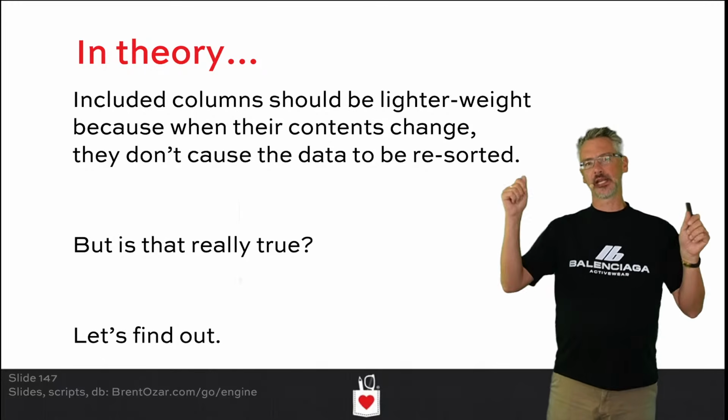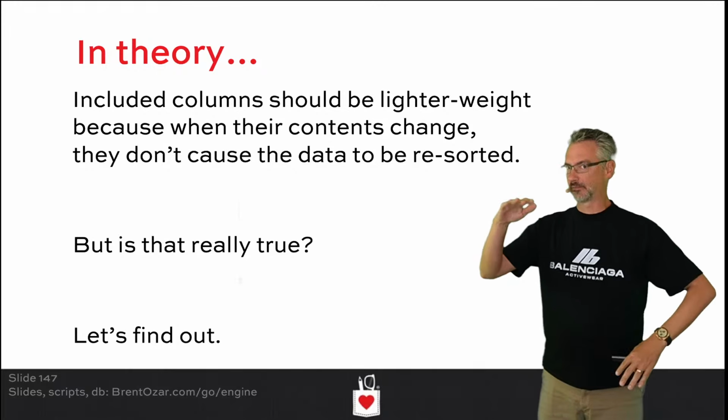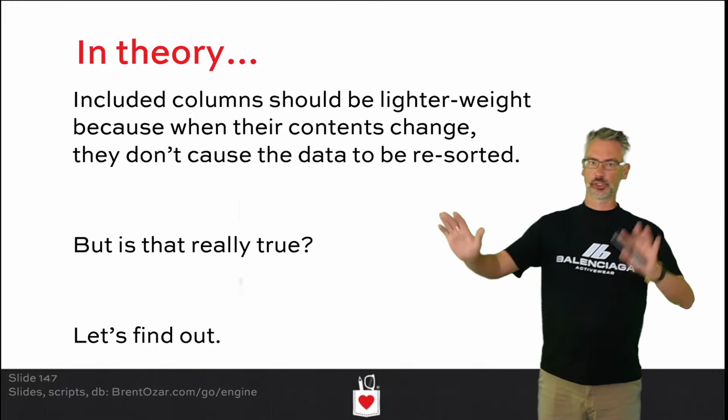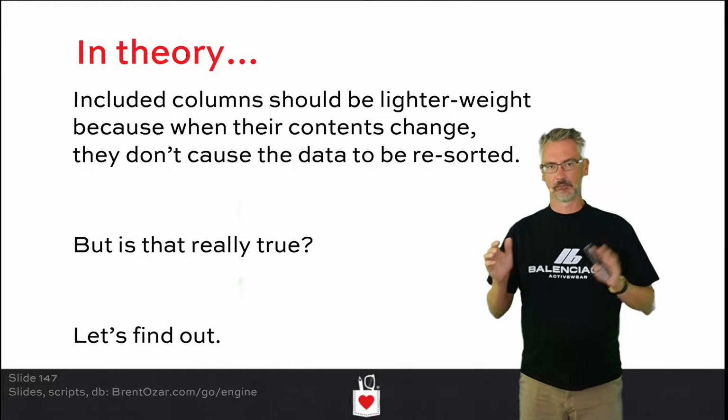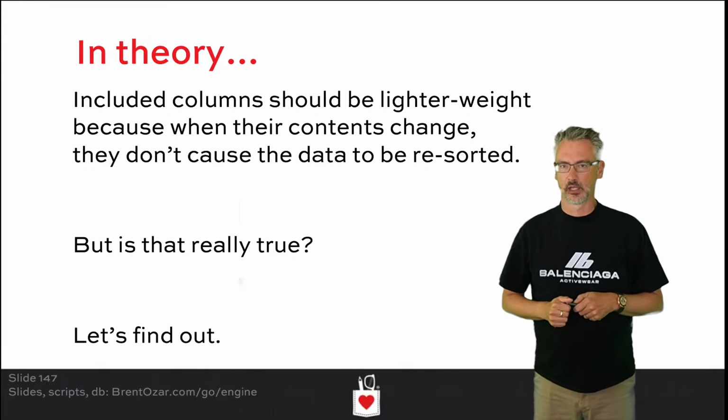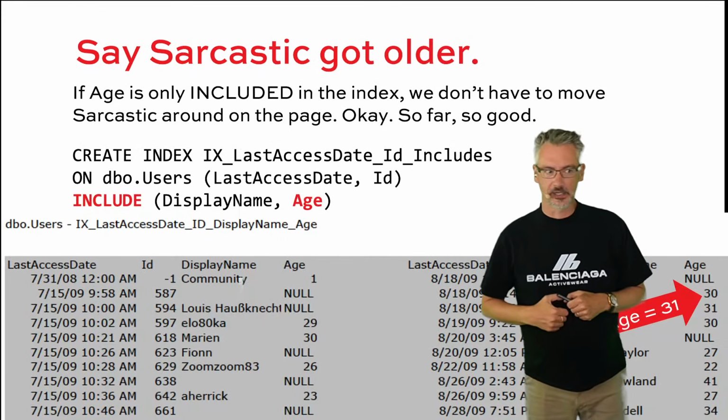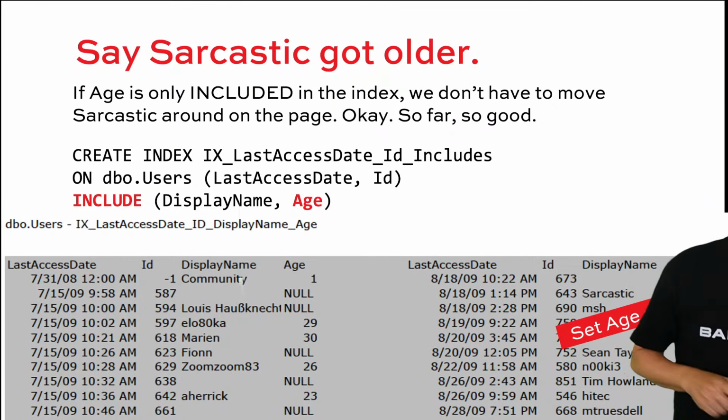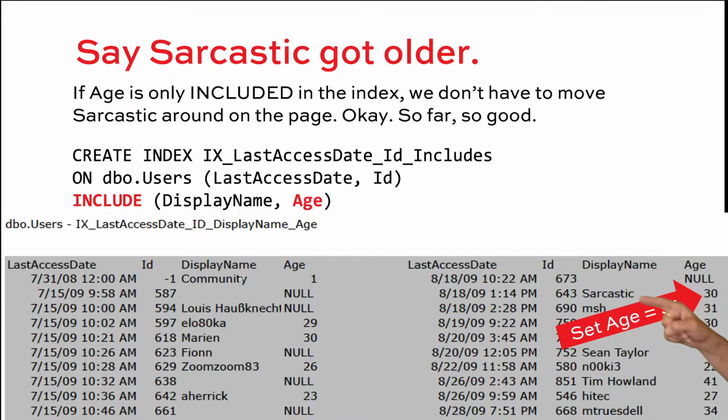But the other way that people think includes are somehow better is people will say, well, when I update those rows, I don't have to move them around. The sort order doesn't really matter on included columns. Oh yeah? Let's find out. Let's pick a row. Sarcastic here. We're going to run an update that changes Sarcastic's age. We're going to change Sarcastic from 30 to 31.